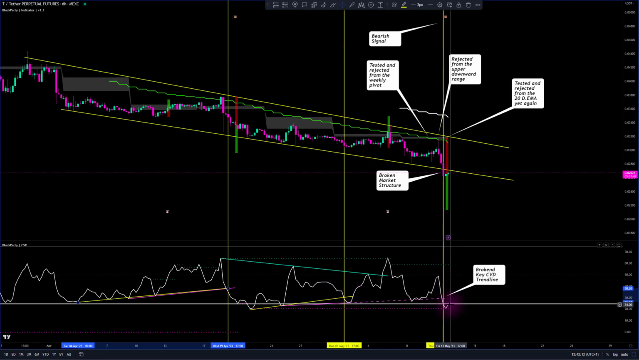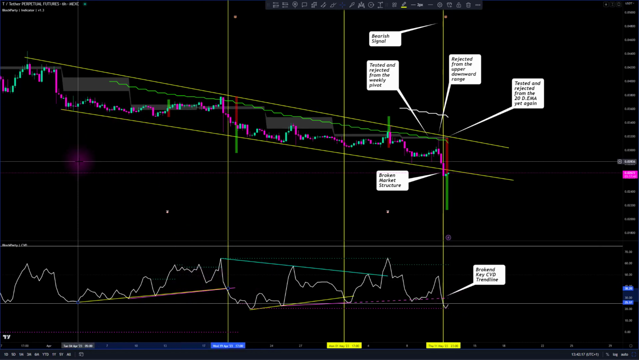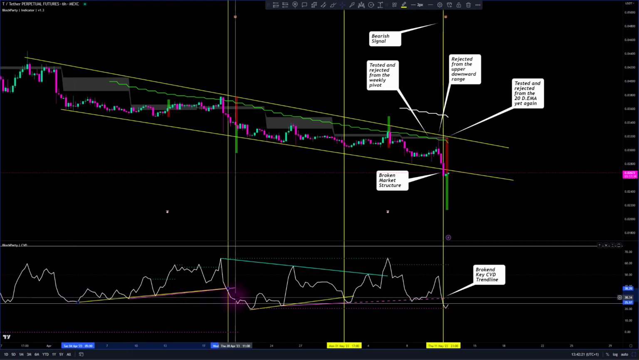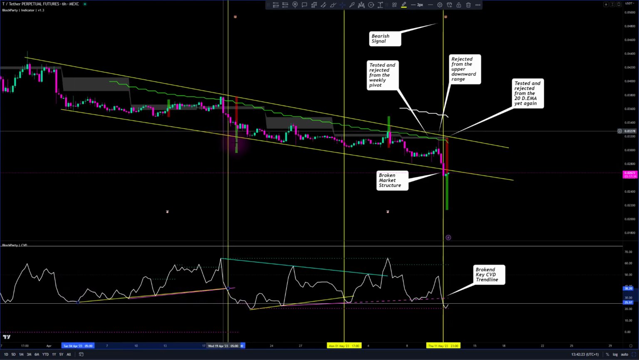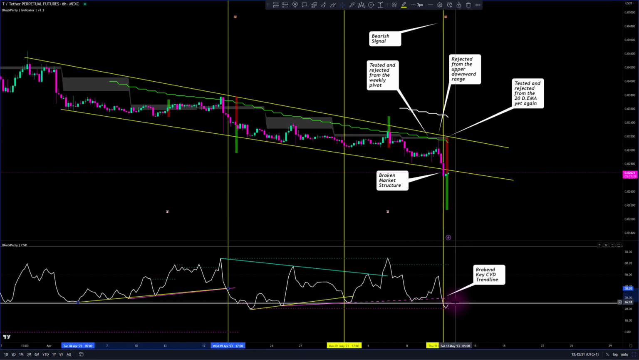Now you may be looking at this CVD and thinking you are oversold, so we could bounce from here. But again, if we take a little bit of a look back as to when we have been near the oversold line or even crossed it, we have seen very, very little bounce from there. In fact, it has really just continued to go down. So I wouldn't worry too much about it being oversold.